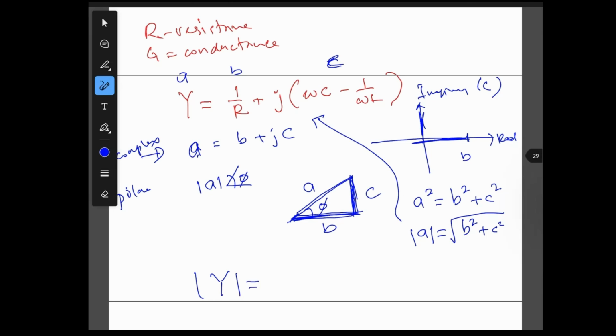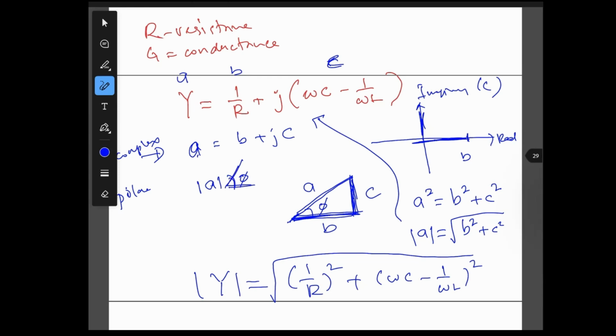equal to the square root of (1 over R) squared plus (omega C minus 1 over omega L) squared. This is the magnitude of Y, the magnitude of the admittance. So now we have the magnitude and the angle. How to find the angle?